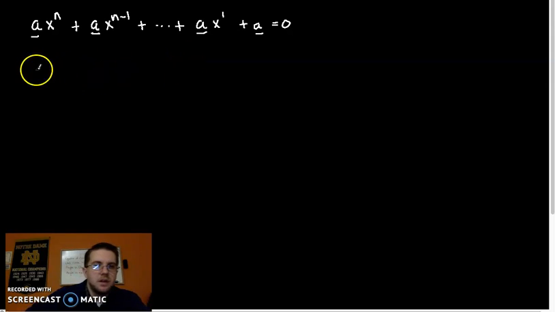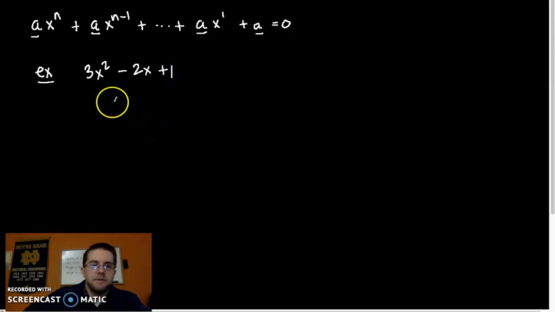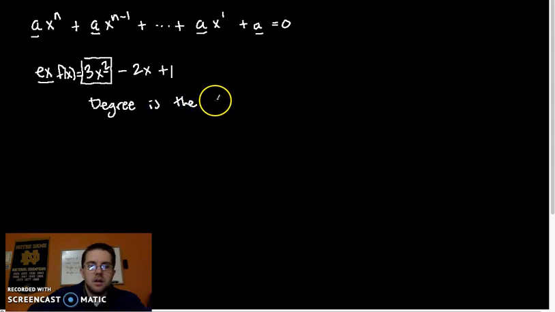So you can have lots of different examples. For example, we have 3x squared minus 2x plus 1. Now if I say f of x equals this, then this guy right here is the leading term because it has the highest exponent. Okay, so the degree of a polynomial is the exponent that is largest.